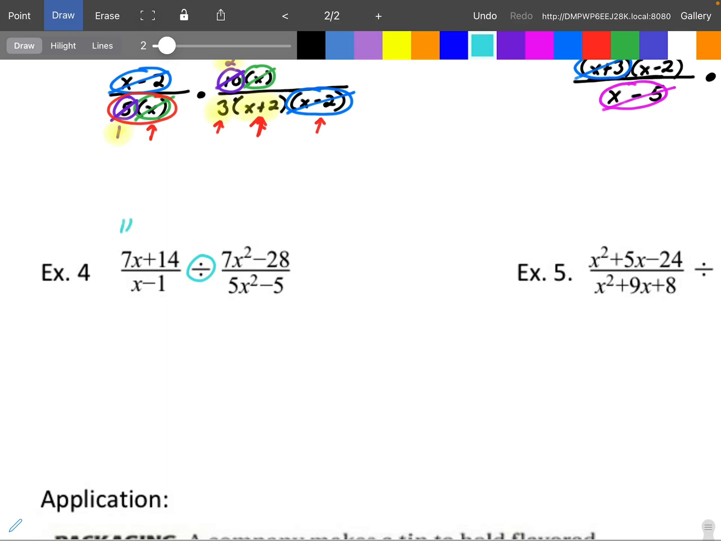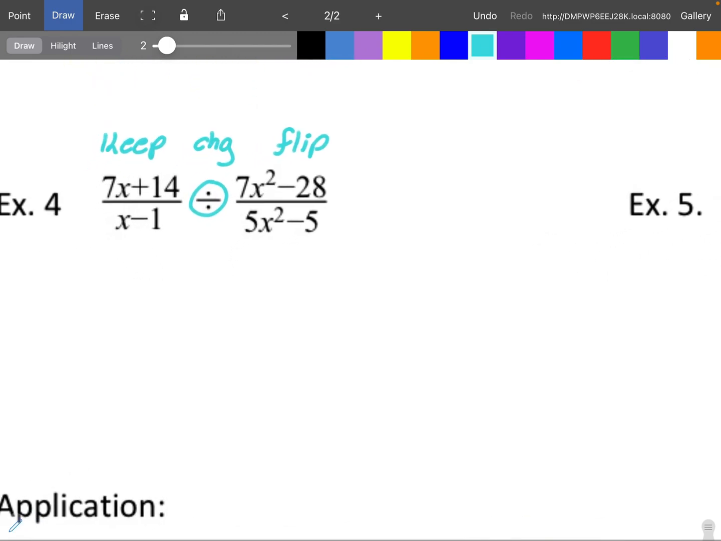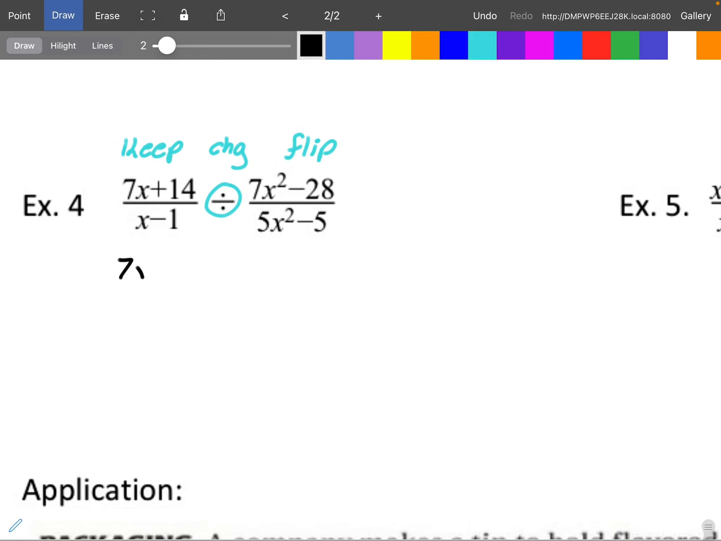So as soon as I see this division, I know I need to keep the first fraction the same. I need to change the division to multiplication, and I need to flip the second fraction. So we're going to do that before we even start trying to factor. I'm going to keep the 7x plus 14 over x minus 1. Then I'm going to change the division to multiplication, and then I'm going to flip the second fraction. So the 5x squared minus 5 now goes on the top, and then the 7x squared minus 28 now goes on the bottom.